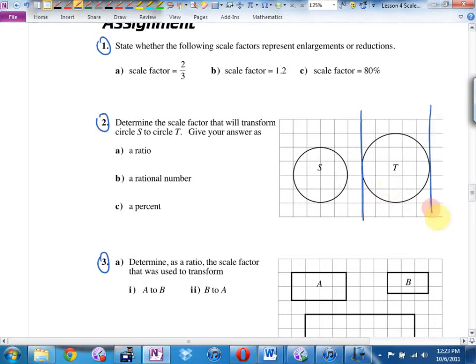Sorry, the new one always goes first. It's a 5 to 4 ratio because you've done an enlargement. I'll let you think about how you would write that as a rational number and how you would write that as a percent.